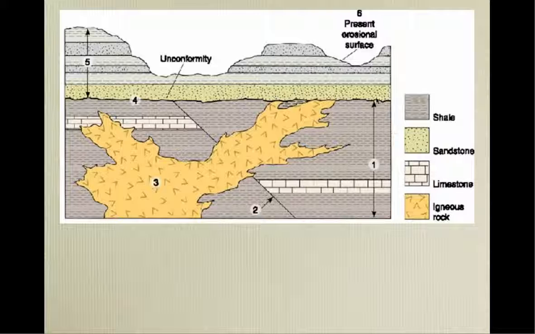So what happened first? It looks like these sedimentary layers were laid down first. Then the fault came along. Now, a fault always has to be younger than the rocks across which it cuts. You can't have the fault there and then get the rocks.